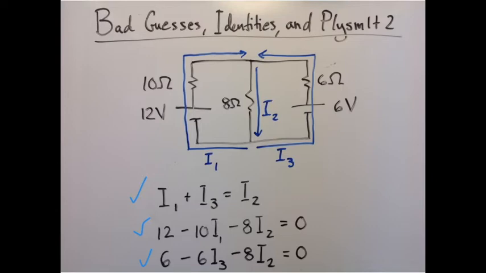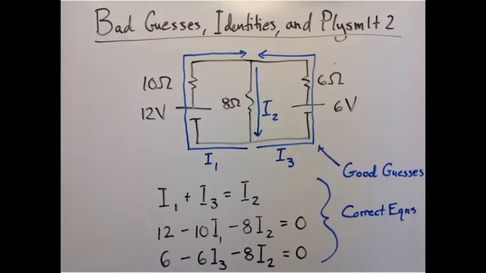And so what I wanted to look at now was, what if I had made a bad guess about the direction of I2? Would that affect my ability to answer the question? If I had said I2 went up instead of down. Now, given the guesses that I made, these equations are correct. If, however, I change the direction of any of these currents, my equations are going to be wrong.